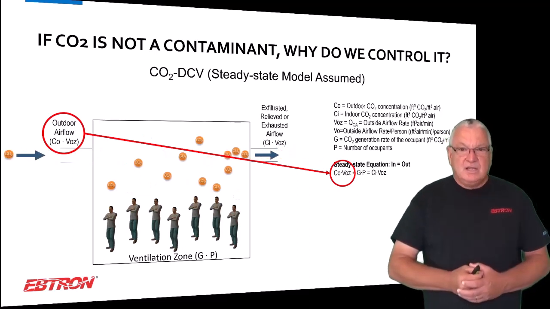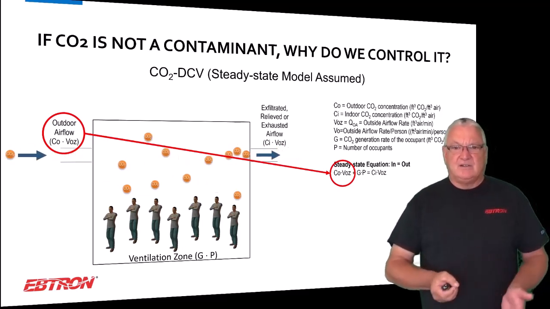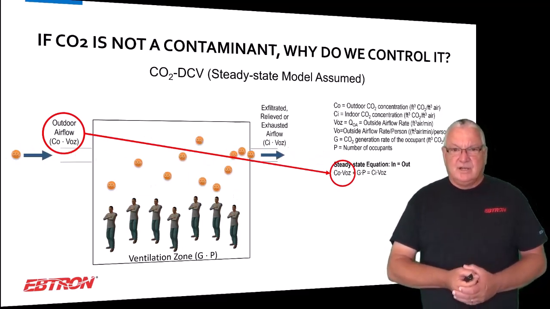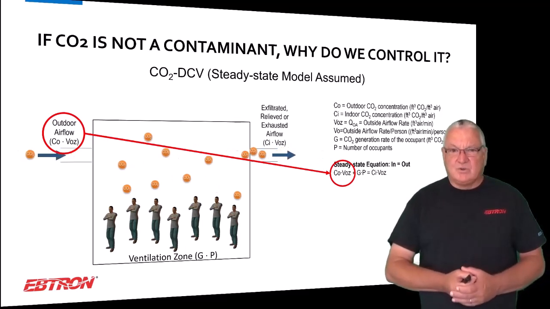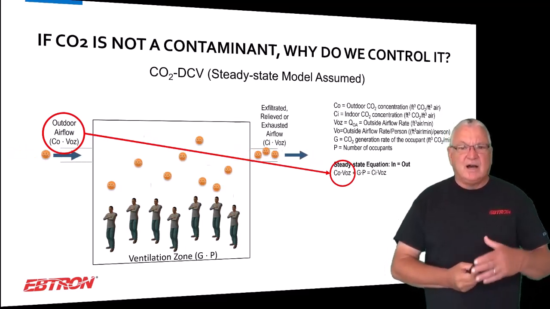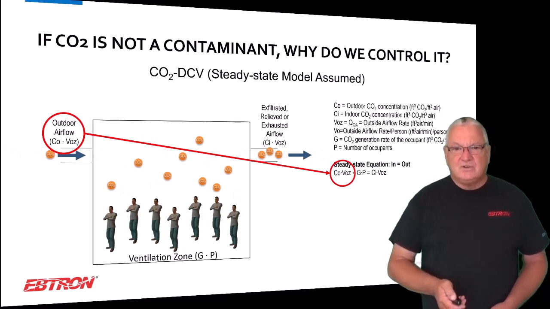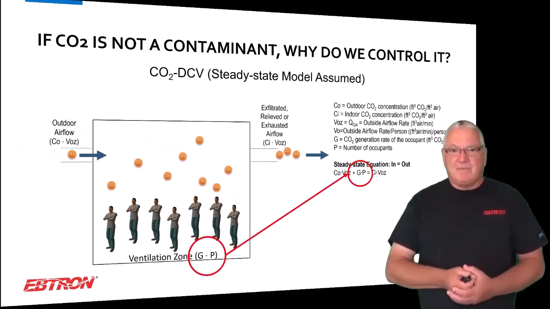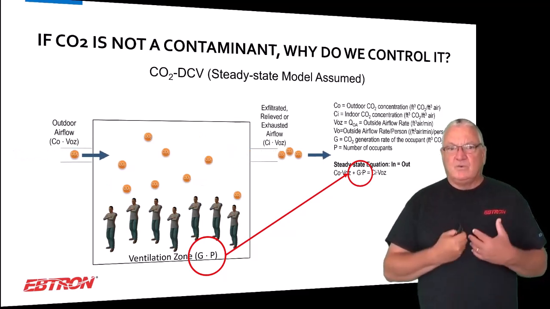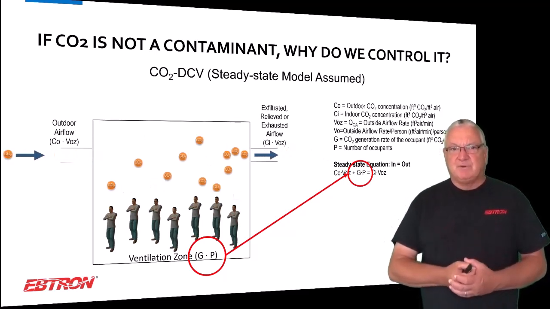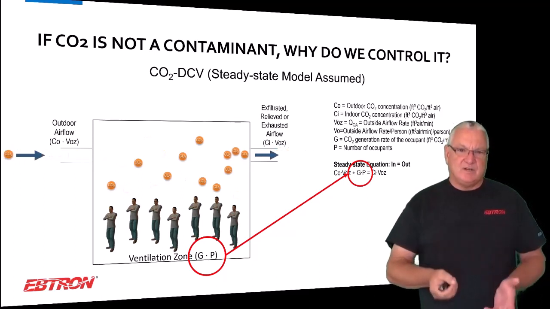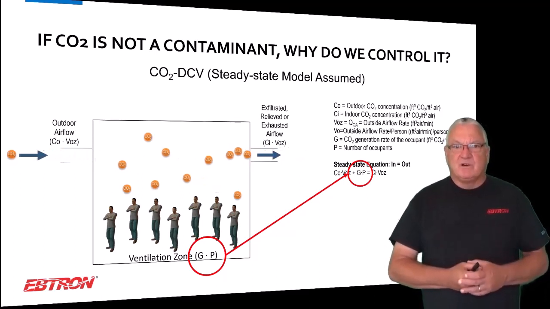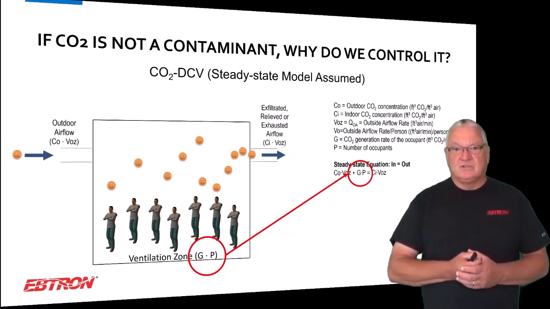So C_O V_OZ. What's C_O? It's the outdoor air CO2 concentration. V_OZ is the outdoor airflow rate. So that's what I call a goes into. Another goes into is based on how many people are in a space. We produce CO2 as a byproduct of respiration, so we're adding CO2 to the space. The more people there are, the more CO2 goes into the space.